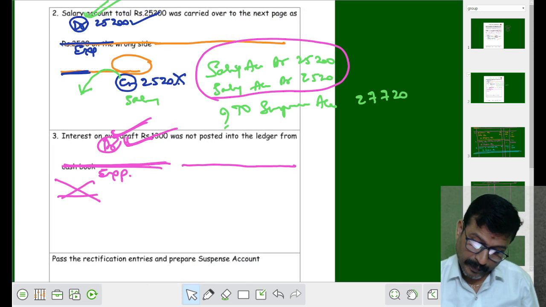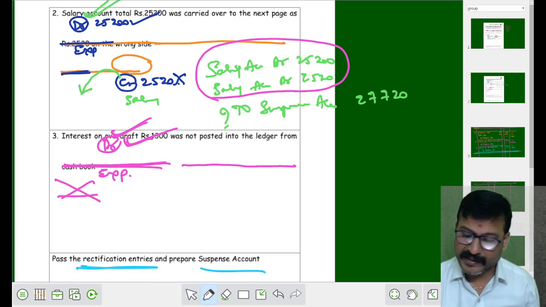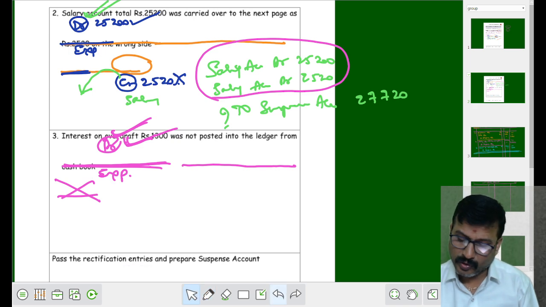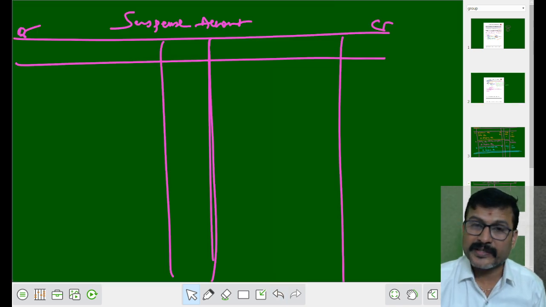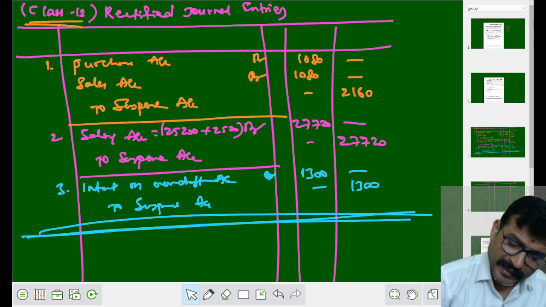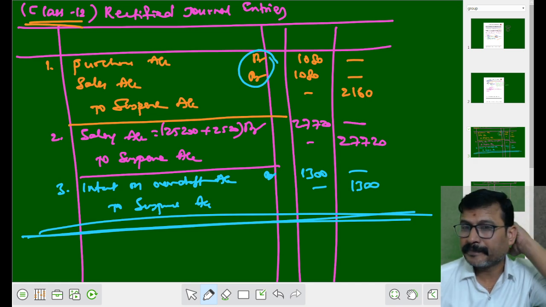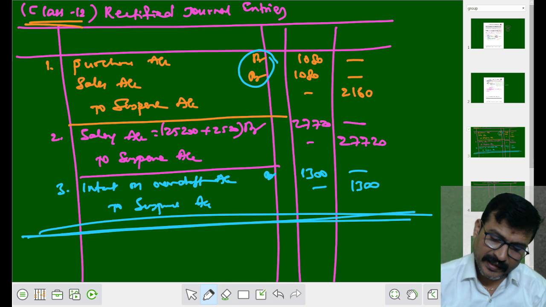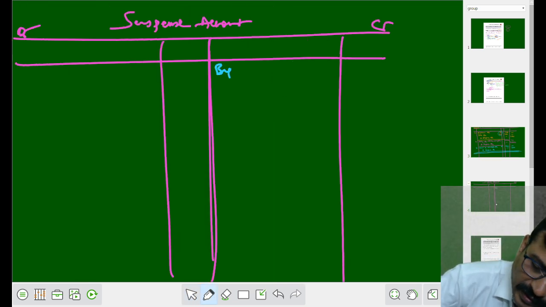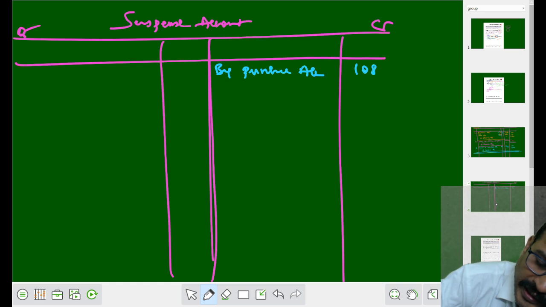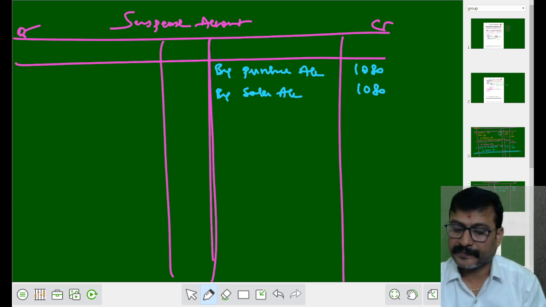What we have to do? Pass the rectified journal entry, prepare the suspense account. So already suspense account is ready. Purchases and sales are in the debit of journal. So they come where? On the credit side of suspense account. By purchases account 1080. By sales account 1080. Right?